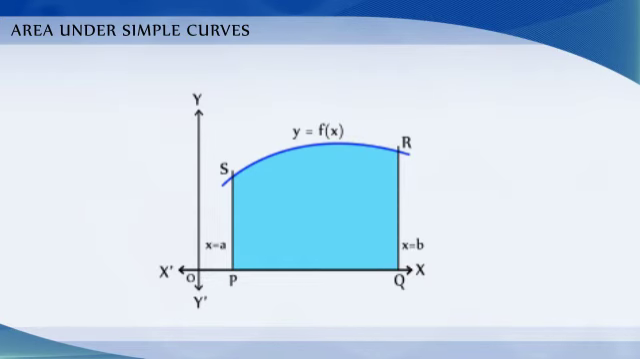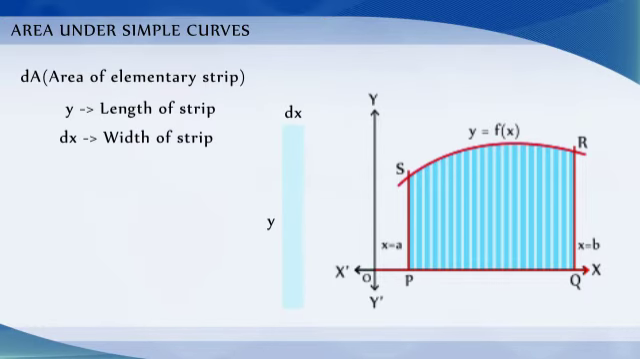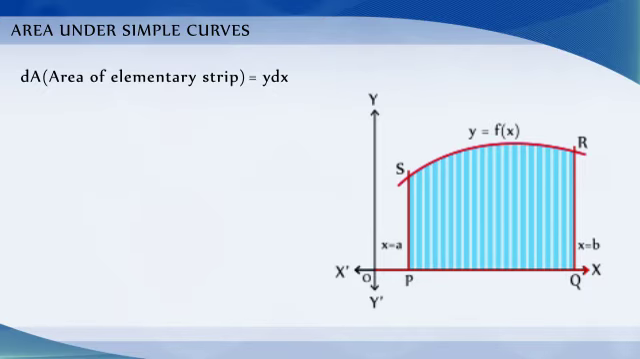Now, imagine the area bounded by the curve y is equal to f of x, the lines x is equal to a, x is equal to b, and x-axis is composed of a large number of very thin vertical strips. Consider an arbitrary strip of height y and width dx. Then dA, that is area of the elementary strip, is equal to y into dx, where y is equal to f of x. This area is called the elementary area, which is located at an arbitrary position within the region which is specified by some value of x between a and b.